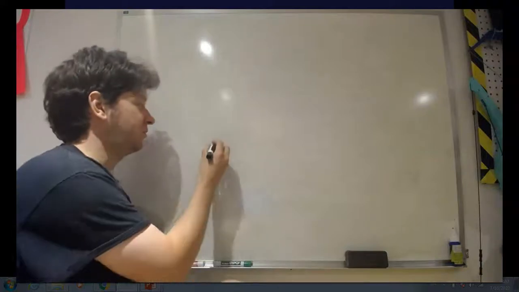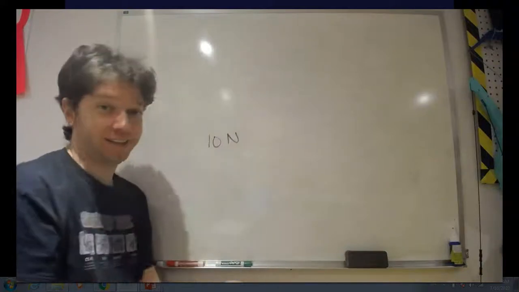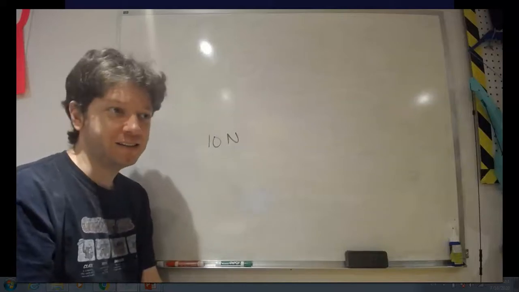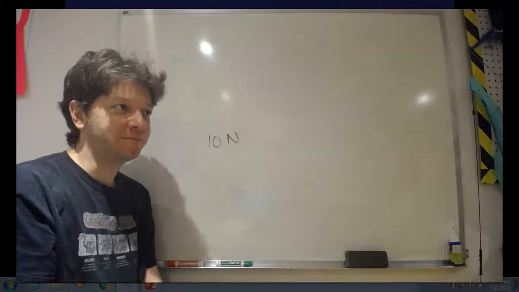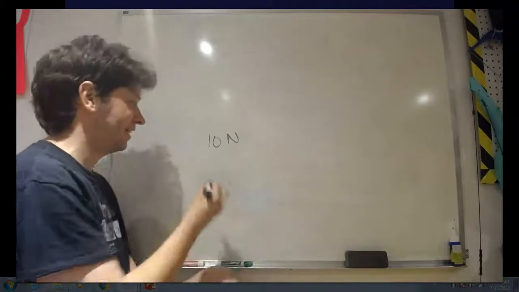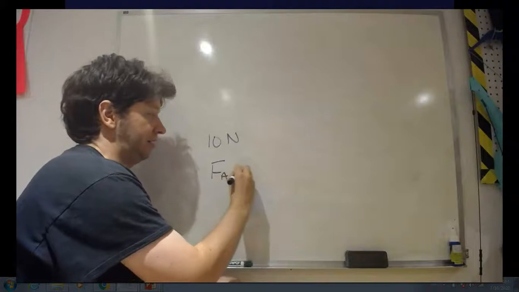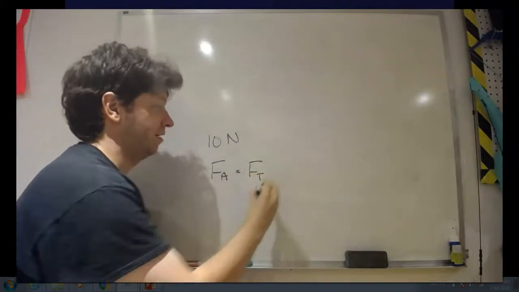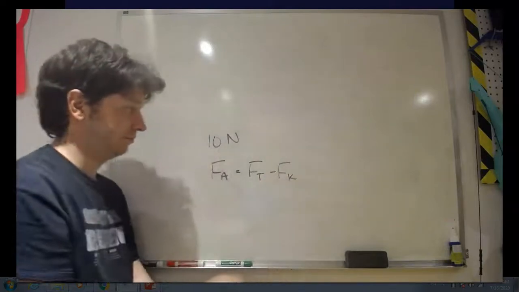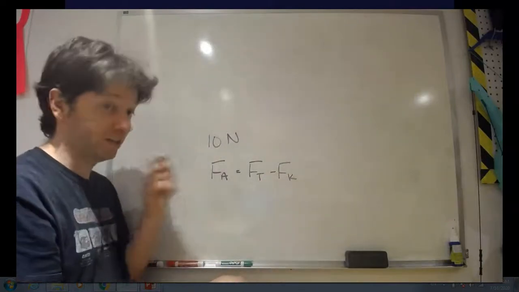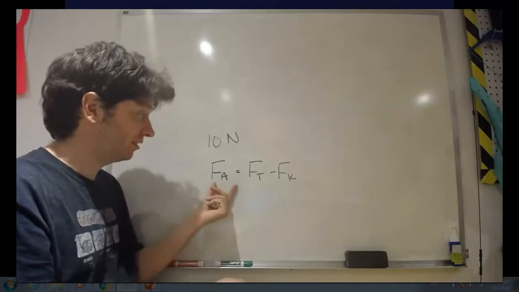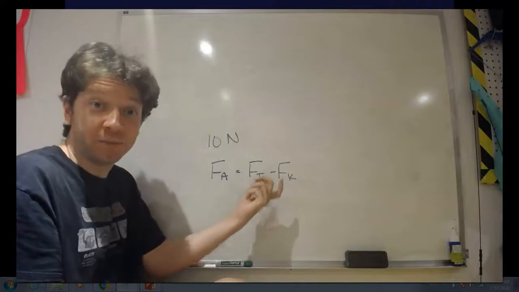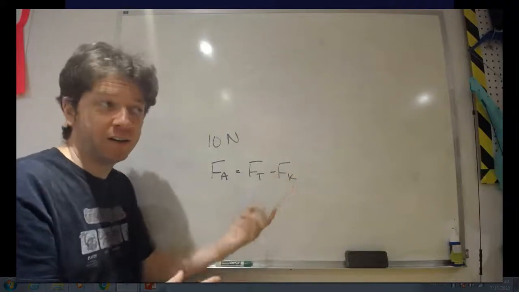For example, if I just told you 10 newtons, what does that mean? Is it weight? Is it an applied force? Like, what's happening here? But if I said applied force equals, I don't know, tension minus some frictional force, that tells you so much more than 10 newtons. It tells us that there's obviously some kind of tension acting on an object, and it's moving because we have kinetic friction there as well. So it tells you so much more.